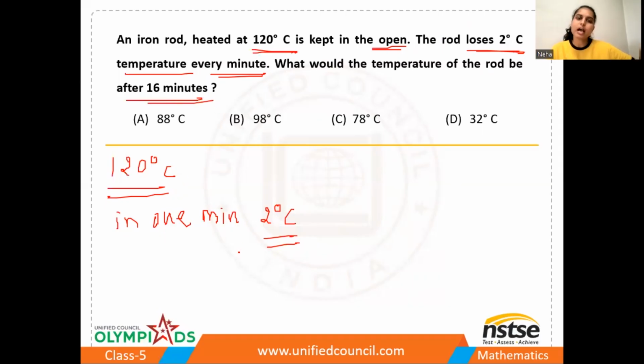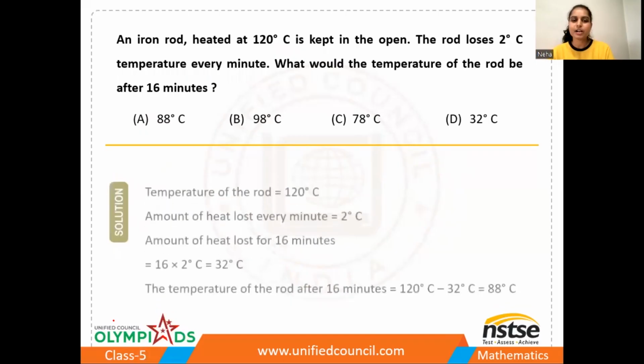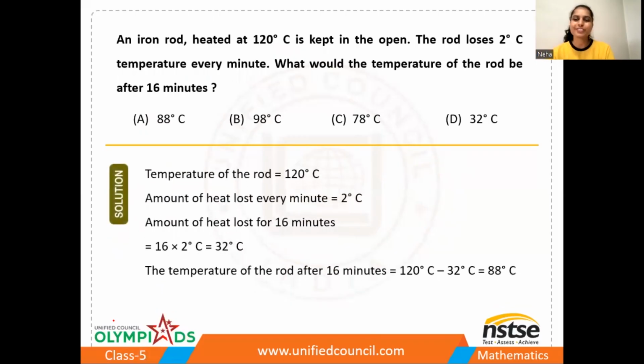So in 16 minutes, how much will it lose? In 1 minute, it is losing 2 degrees centigrade. So in 16 minutes, it will lose 16 multiplied by 2, that is 32 degrees centigrade, right? So now, just subtract it, because it loses 32 degrees centigrade in 16 minutes. So 120 minus 32 is, yes, it is 88. Option A is your right answer. Perfect. This is the complete detailed solution for this question. Let's move to the next one.